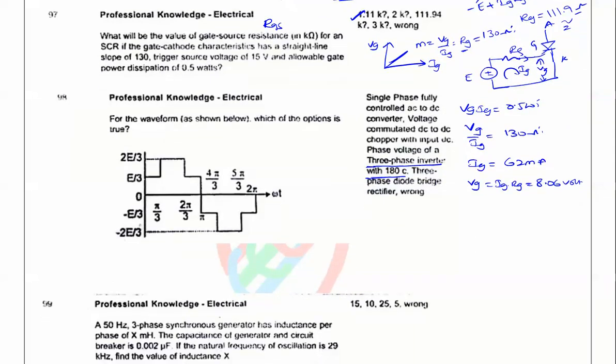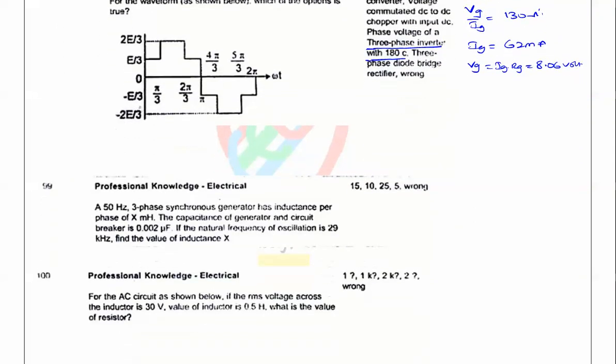Next one. So here a 50 Hz 3-phase synchronous generator has inductance per phase of X millihenry. The capacitance of the generator and circuit breaker is 0.02 microfarads, and the natural frequency of oscillations is 29 kHz. So friends, here it is not given in radians per second, it is given in kHz. What will be the value of X? So first we will find radians per second, W is equal to 2 pi F. So F they mentioned is 29 kHz. This is nothing but 2 into 3.14 into 29 into 10 power 3.